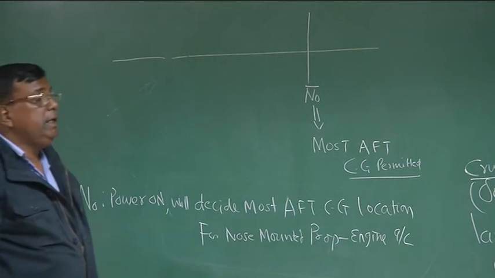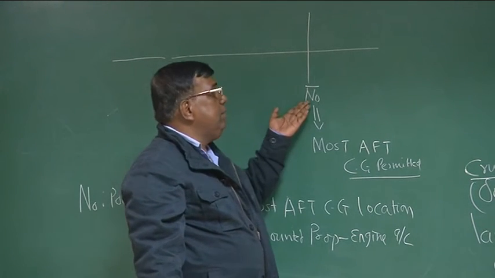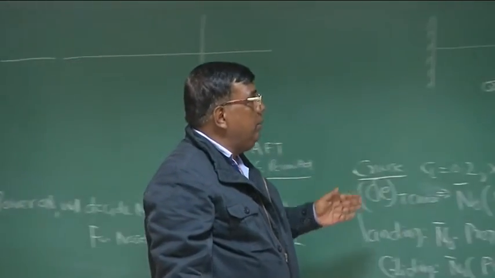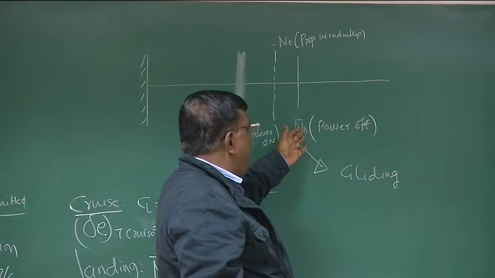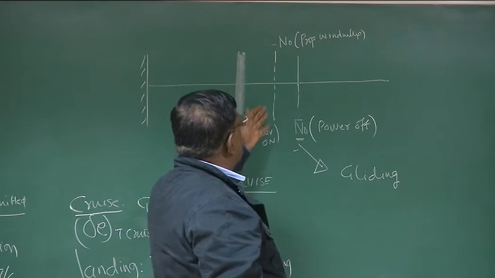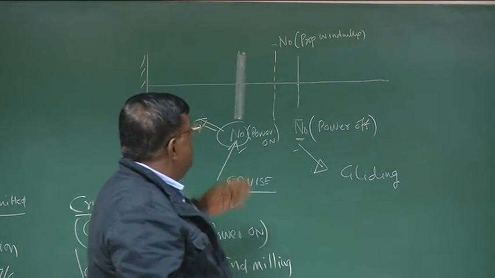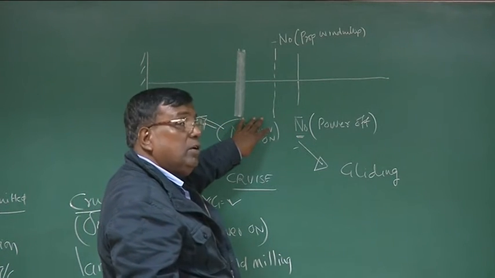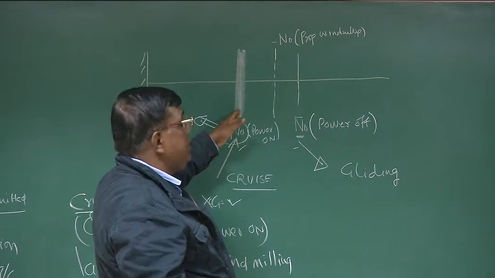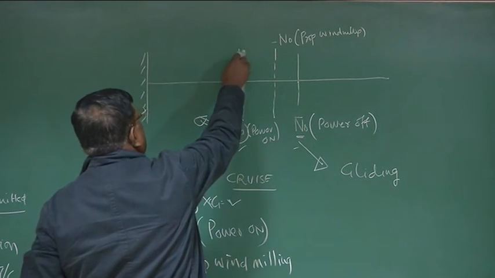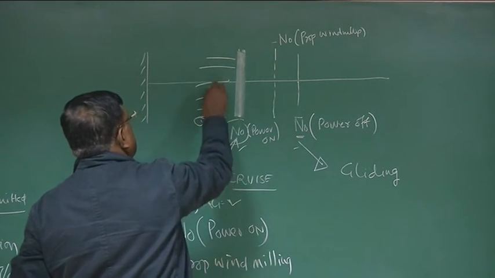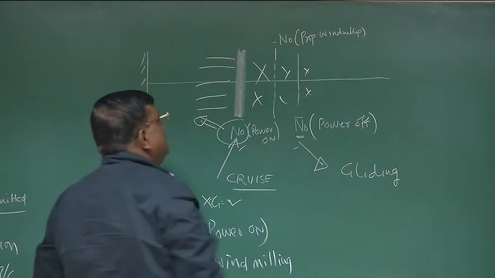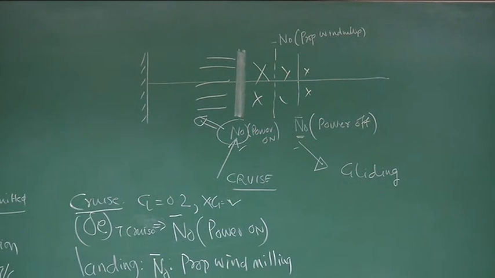I repeat here again, you know that N naught means if the CG is beyond N naught, the aircraft becomes statically unstable. So now you have got N naught power on, N naught power off, N naught propeller windmilling. So as far as design is concerned, you should ensure that, because power on means you're cruising, and that is the lowest, that means my CG should lie somewhere in this domain. Should not lie here, here, here, or here. This is one learning, right?